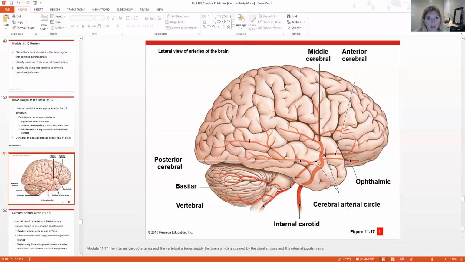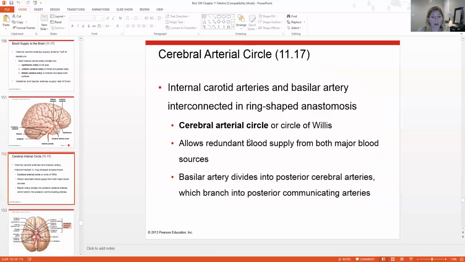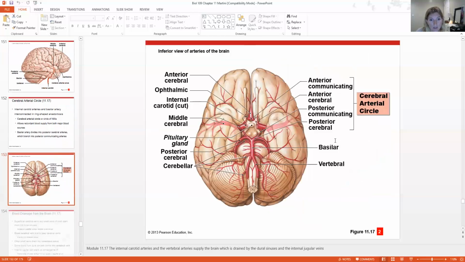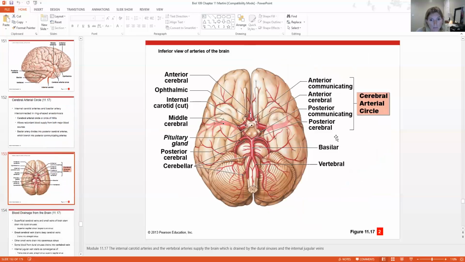Again, I'm not going to give you a diagram, so you don't have to worry about being able to identify them. Your lab instructor may. Then you have your cerebral arterial circle, which is sometimes called the circle of Willis. This is basically a protective mechanism, making sure that your brain is getting blood. If the blood can't come in through the carotids, it's going to come in through the vertebral arteries. So it's just making sure that blood can come in through any pathway, and the circle of Willis is just kind of the backup plan there.